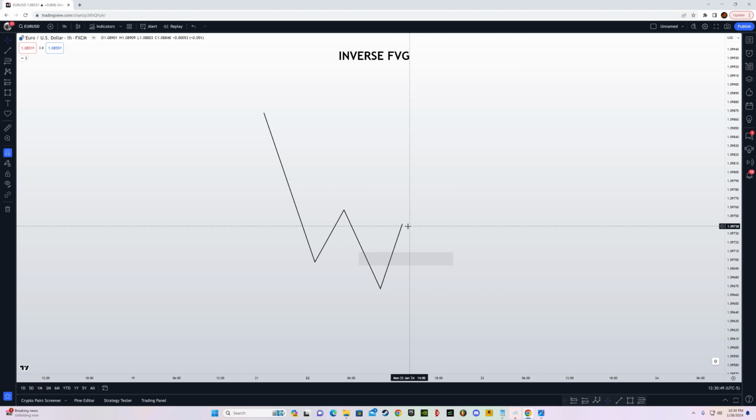This one has to be my favorite one because once it forms and once the pattern occurs, the price is going to go in your direction most of the time. So what exactly is an inverse fair value gap and how can you trade it? First off, I'll explain what an inverse fair value gap is, and later in the video I will teach you a trading strategy based around this PD array.